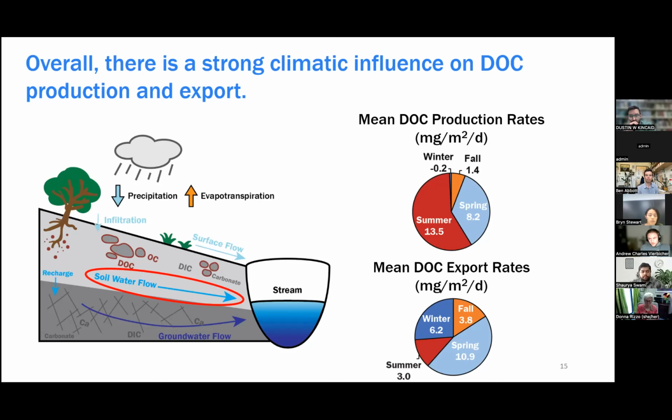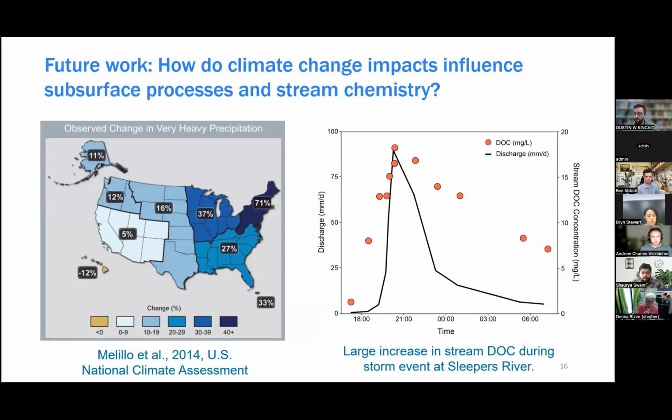And so this suggests implications for the future due to climate change, as we expect places like Sleepers River and the Northeast US to become warmer and wetter in the future. While this work was more focused on understanding some of the different processes that influence stream chemistry, I plan to expand upon this work by looking at how different climate change impacts influence subsurface processes and stream chemistry, with a specific focus on increased storm events, which we expect for the Northeast and for Sleepers River.